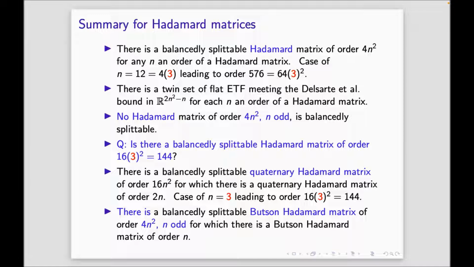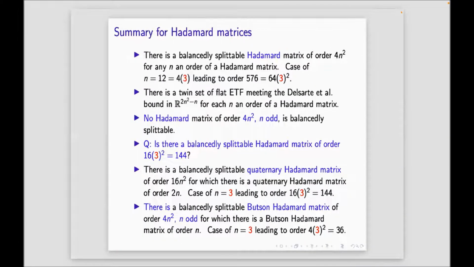and in the talk before my talk, again, Butson Hadamard matrices came about. We know that Butson Hadamard matrices of order 4n squared, n odd, are splittable, actually, balancedly splittable. So for order 36, then we have a flat ETF. And of course, as I said, the case of n equal to 3 leads to order 36.